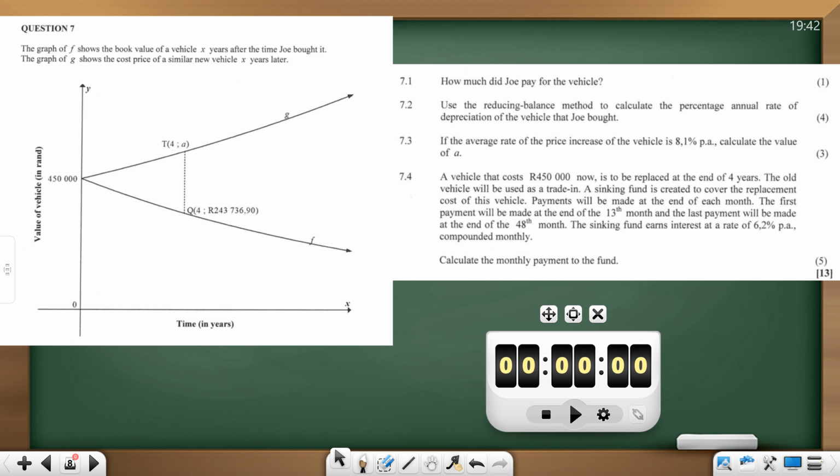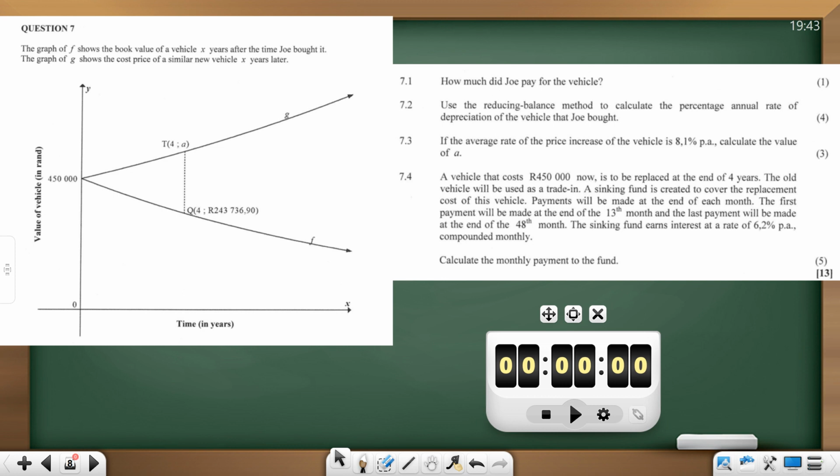Okay, let's see. Whatever the error is, I guess we would fix now. First answer, we said it's 450,000, right? Use the reducing balance method. What's our formula? A equals P into bracket 1 minus i. What's your answer there? Let's confirm. Please give me your answer for 7.2, everybody, so we confirm. 14,21. Can we confirm that, those of us online?